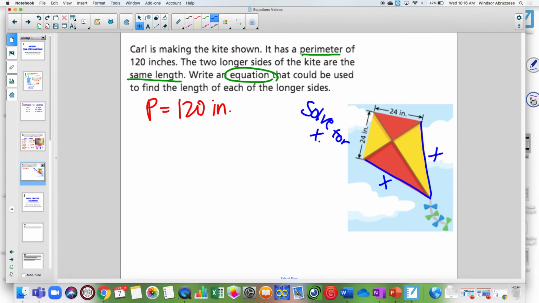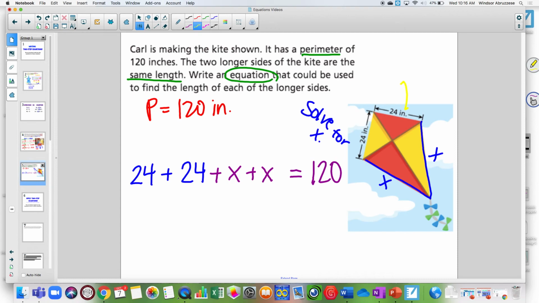Let's perimeter it up and add all the sides. So side 1 could be 24. Side 2, 24. Plus, I don't know the third side, and I don't know the fourth side. But I do know all together they have to equal 120 inches. It's also just a little fun fact to make sure you pay attention if this is in inches and this is in inches. Sometimes they like to throw it out there. This one could be in feet and this one could be in inches. So just pay attention to the units.